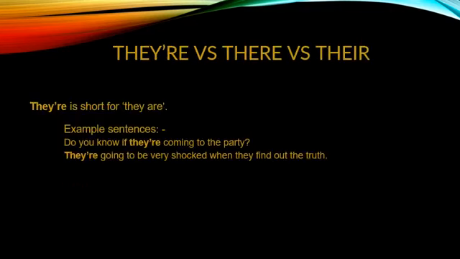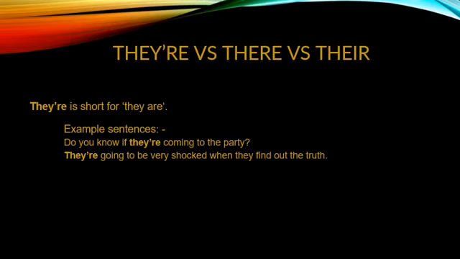And now another classic example where many students get this wrong. They're, there and their. So what's the difference between these three? They're is short for they are. Example, do you know if they're coming to the party? They're going to be very shocked when they find out the truth. Here, as you can see very clearly, the contraction stands for they are.